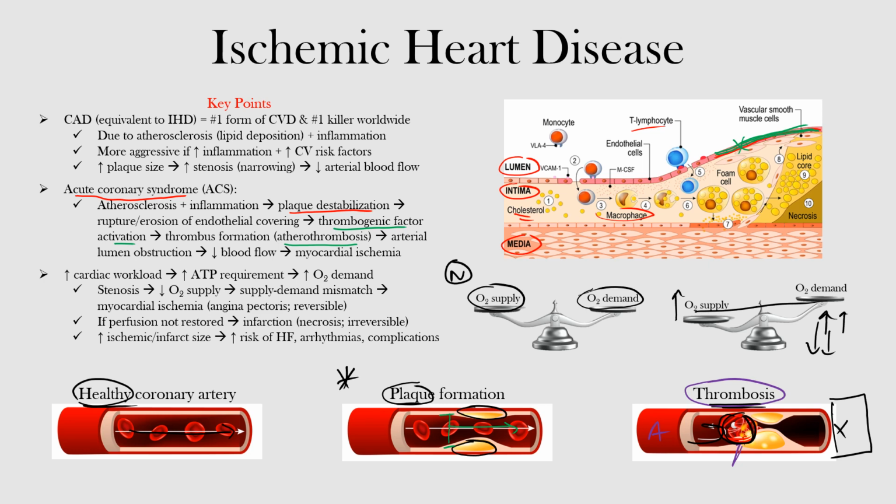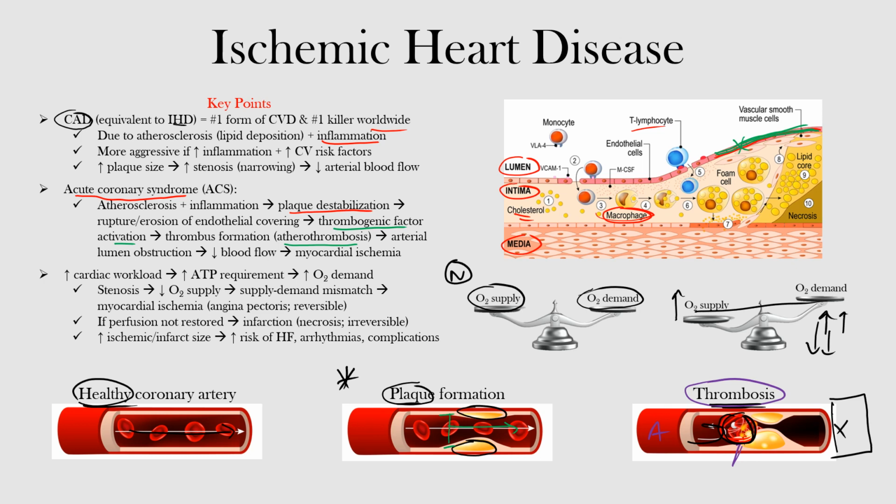All right, let's quickly review what we discussed before we end here. Coronary artery disease, or CAD, is equivalent to ischemic heart disease. Remember, this is the number one form of cardiovascular disease and is considered the number one killer worldwide, especially in Western regions, due to atherosclerosis and lipid deposition. We also have inflammation going on. We said that the more aggressive this inflammation is, and the greater the cardiovascular risk factors, the greater the risk this patient has of developing ischemic heart disease.